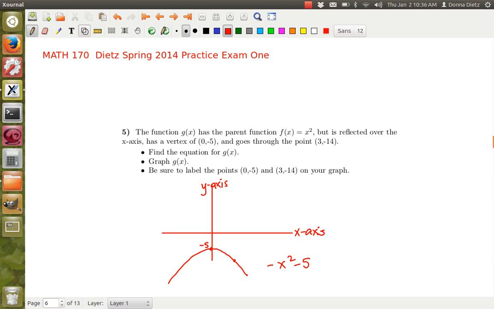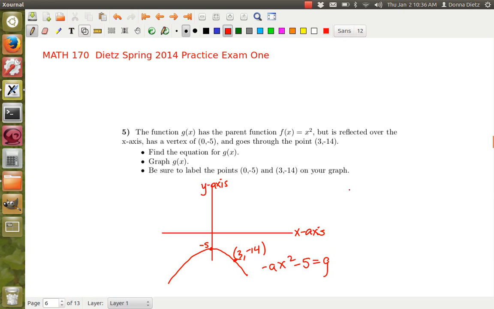And it has to go through the point 3, -14. So the only thing we're allowed to change now is we're allowed to put a multiplier right here in a. And this is going to be our function g. So it turns out a is just going to be 1, but I'm going to go through the motions. If you just realize that it's right, you don't have to go through these motions.